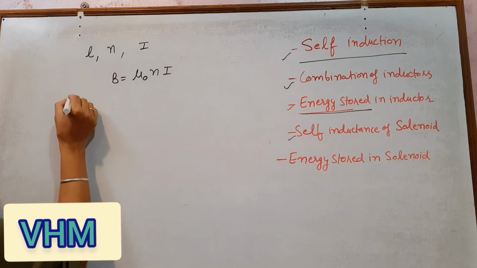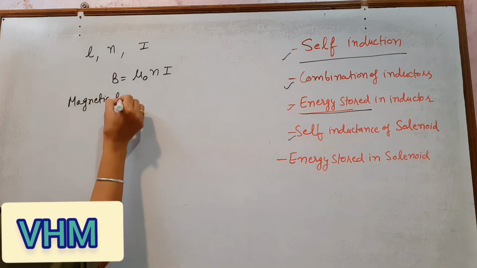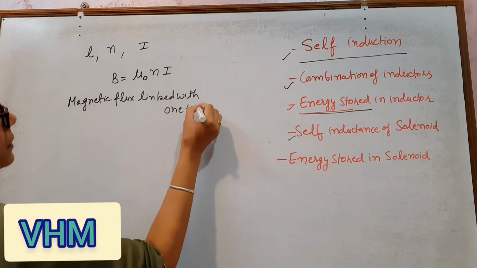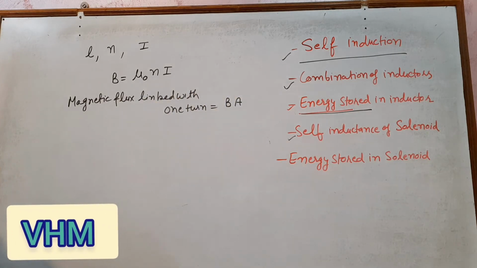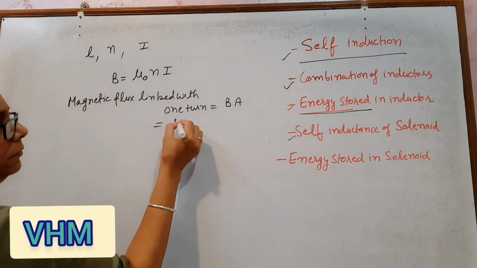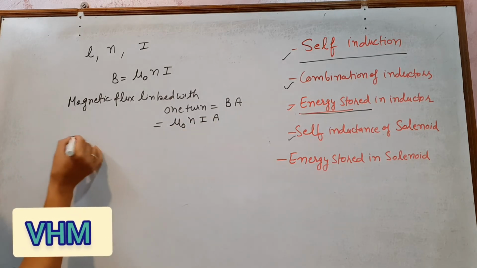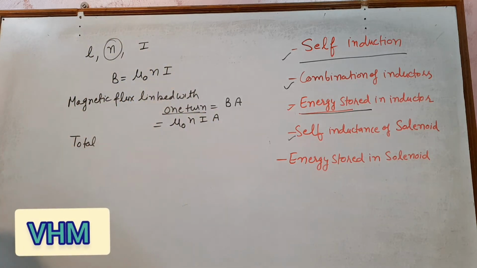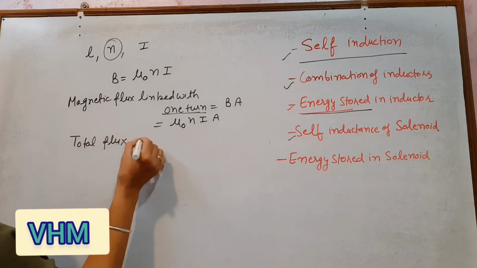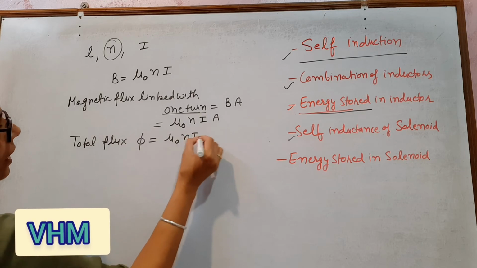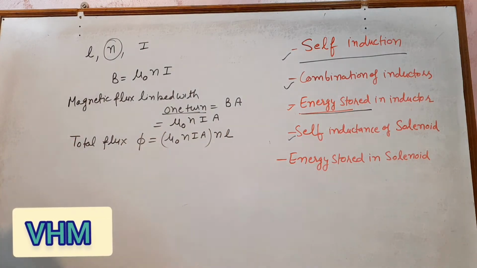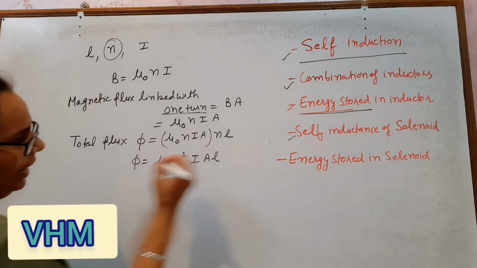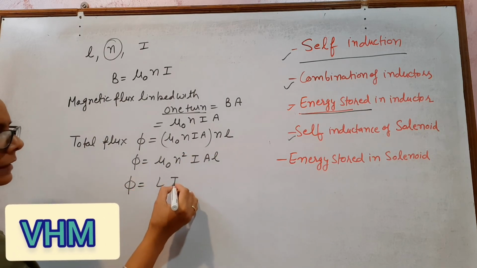Now, the magnetic flux linked with one turn is the magnetic field into area, where A is the area, that means mu naught n I A. Total flux: this is for one turn, but we have n turns per unit length, so the total flux phi is mu naught n I A into n L, the total number of turns. So this is mu naught n square I A L, and as we have the definition, this is L I.